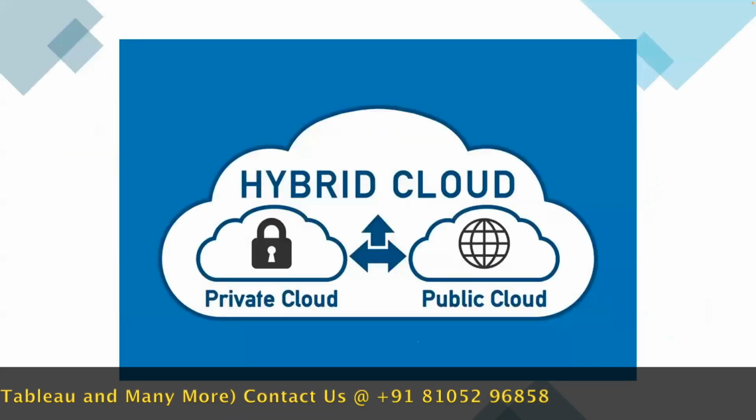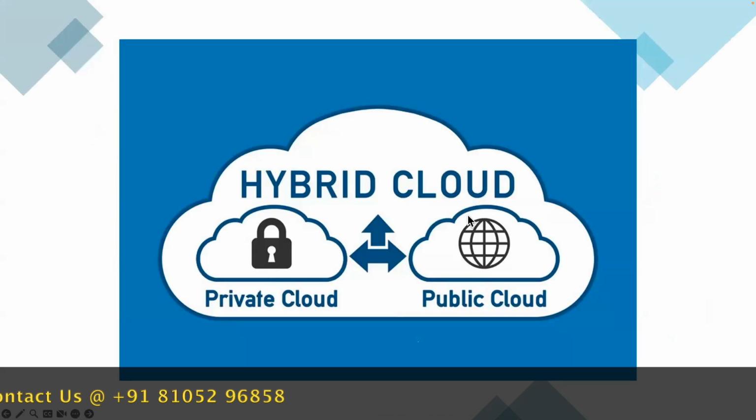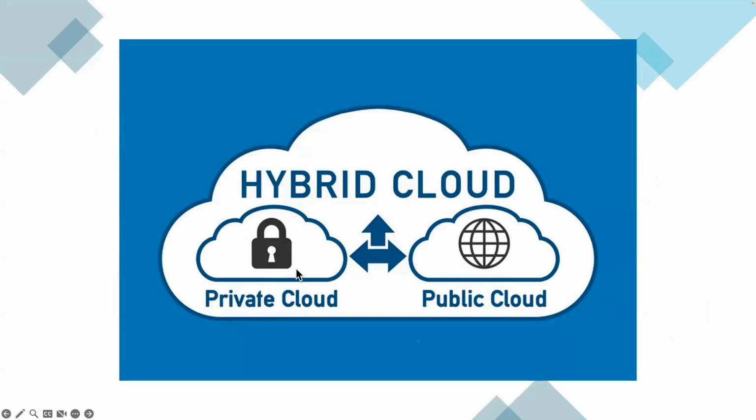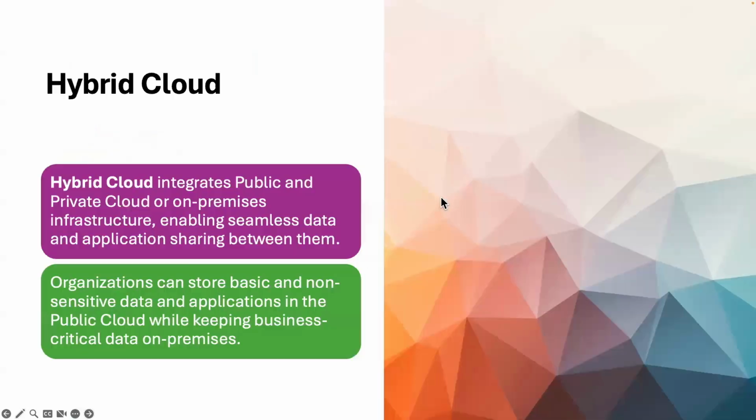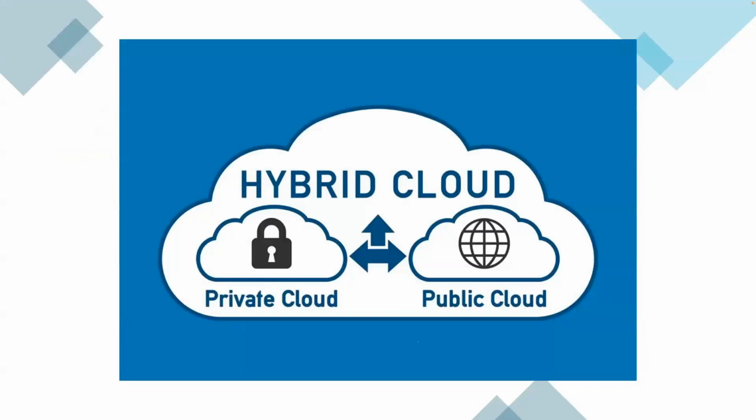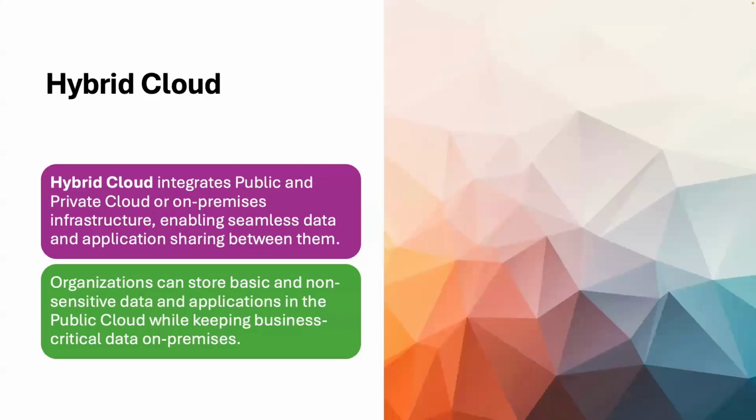Hybrid cloud, it's a combination of public and private. It can be the combination of public and on-premises also. Okay, hybrid cloud. It's a self-explanatory word. Hybrid cloud integrates public and private cloud or on-premise, enabling seamless data transfer. So some organizations use public cloud for some applications and on-premise or private cloud for some other applications. They use the combination of both, on-premise and public cloud.